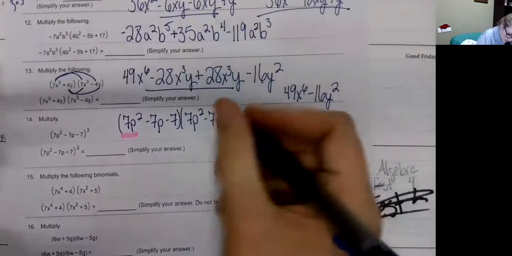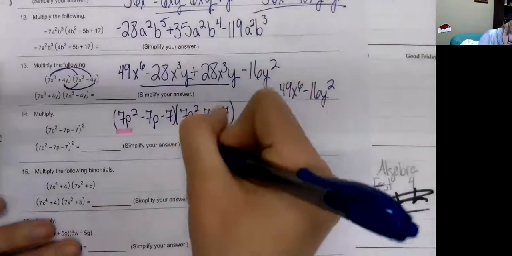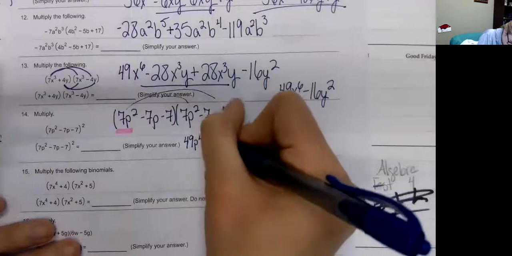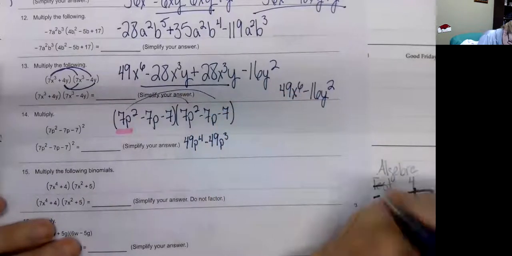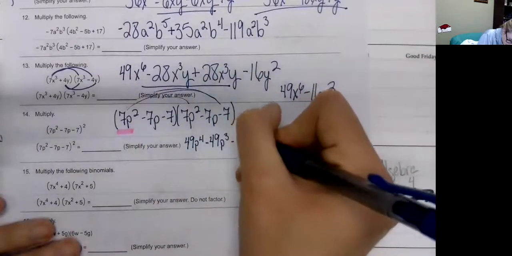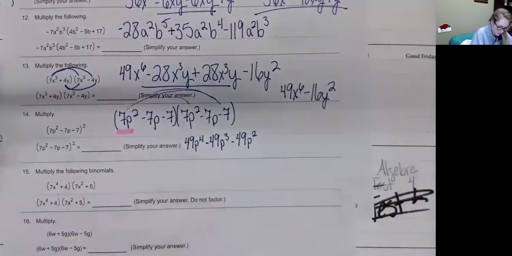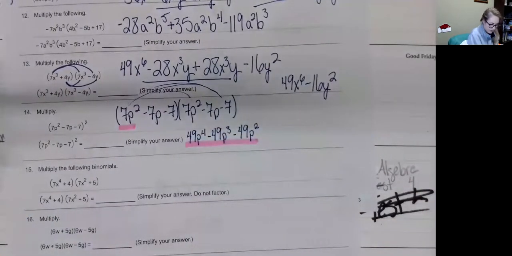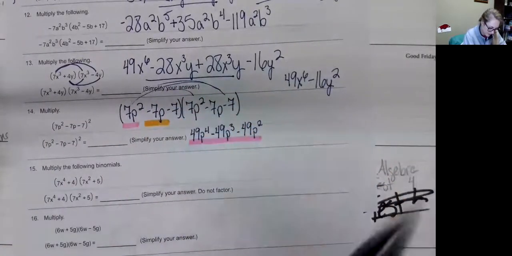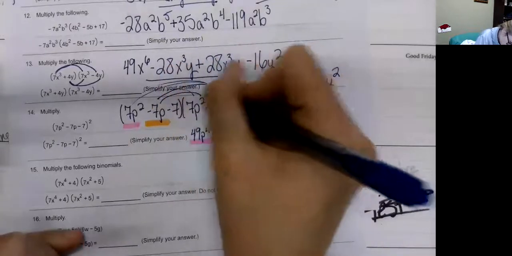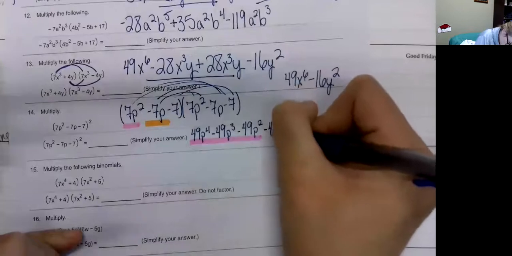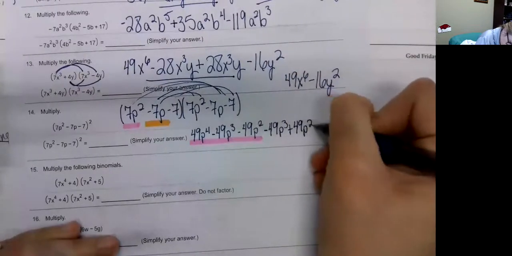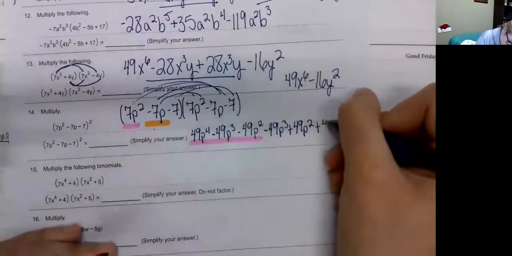So we're starting here. 7p squared times 7p squared would be 49p to the 4th. 7p squared times negative 7p would be negative 49p cubed. 7p squared times negative 7 would be negative 49p squared. That was all just the first term. Now we move on to the second one. So I have negative 7p times 7p squared, so I have negative 49p cubed. Negative 7p times negative 7p, plus 49p squared. Negative 7p times negative 7 would be plus 49p.